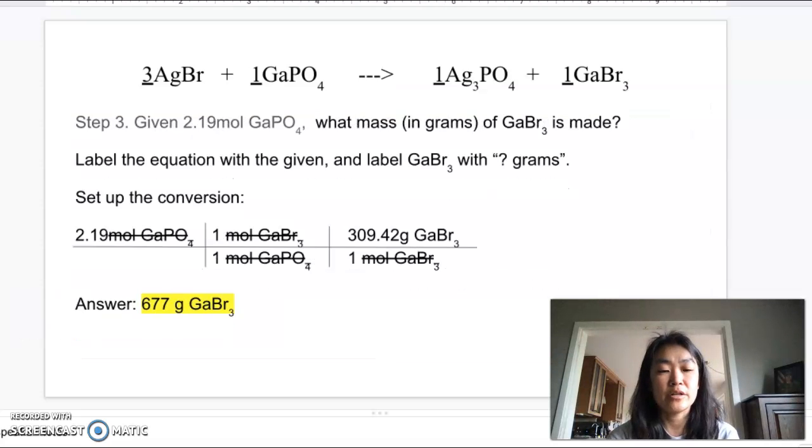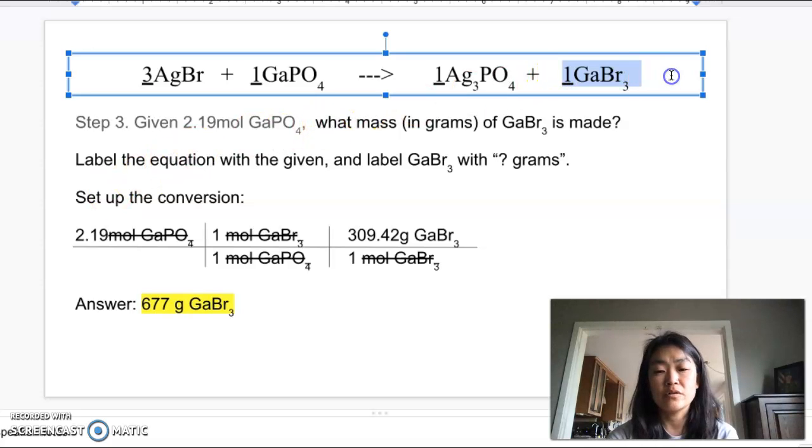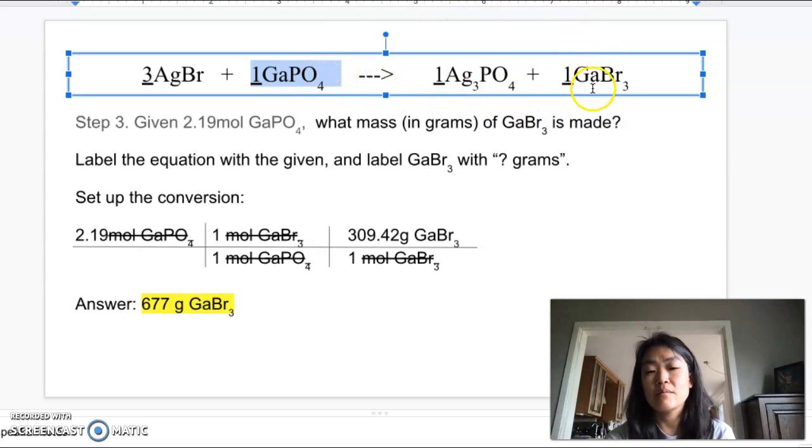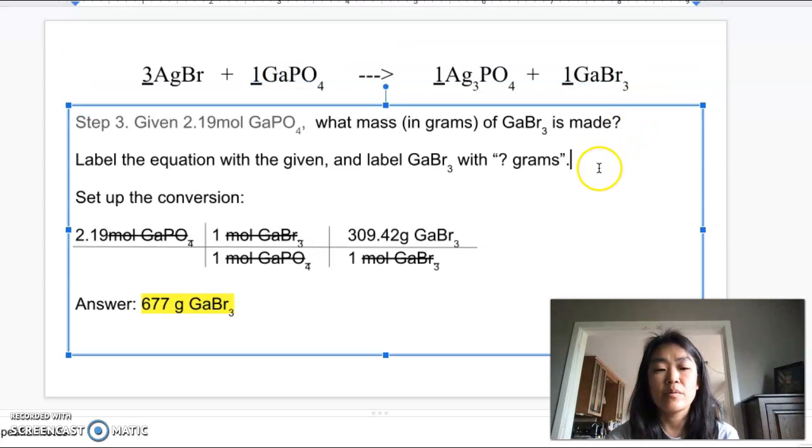The next question asks you to calculate the same product. So you're still calculating grams of gallium bromide, and then this time you're going from moles of gallium phosphate. So I would label 2.19 moles over here, and I would label question mark grams over here. With any limiting reactant problem, it's important that you're calculating it to the same mass of the same product. So you can see that we've calculated grams of gallium bromide both times.